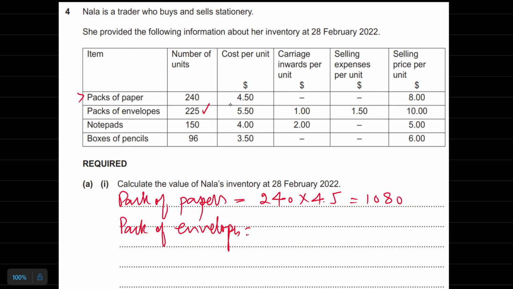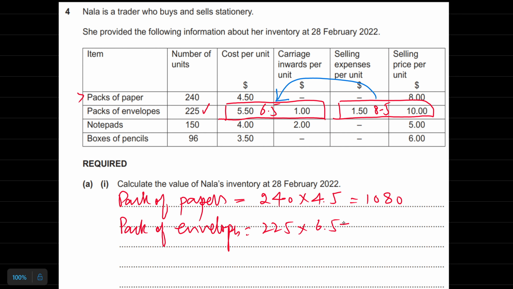Now let us discuss the other one, pack of envelopes. We have 225 units. The cost is 5.5 plus 1, it is 6.5, and net realizable value is selling price minus selling expenses, 10 minus 1.5, that will be 8.5. And the lower of them is 6.5. So 225 units multiplied by 6.5 is 1462.50.